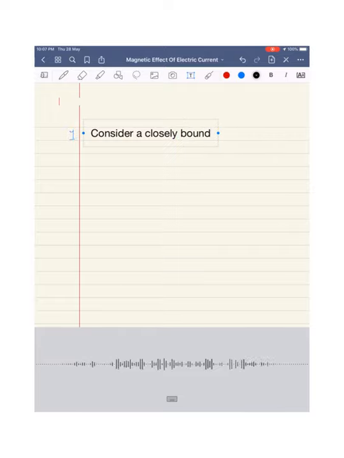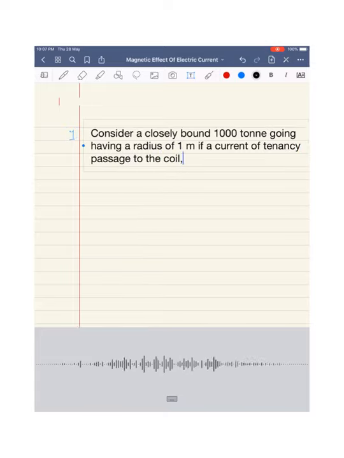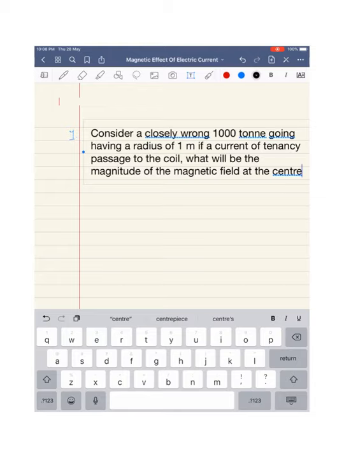Consider a closely wound coil of 1000 turns having a radius of 1 meter. If a current of 10 ampere passes through the coil, what will be the magnitude of magnetic field at the center of the circular coil? Okay, that's what they are asking us to calculate. Okay, so थोड़े बहुत corrections हैं वो मैं कर लेता हूँ पहले.